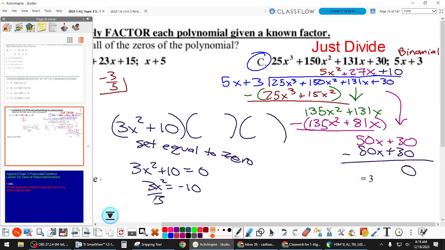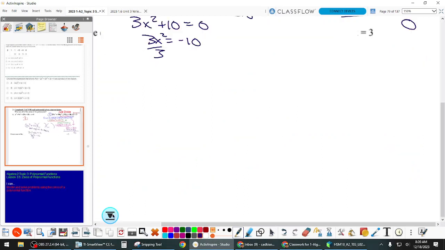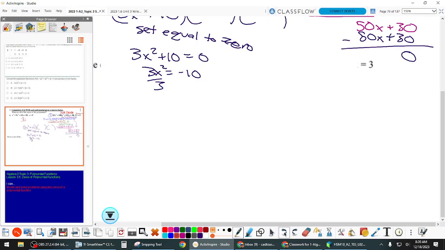This is the step where people get stuck. Looking back at the unit 2 test, a problem like this gave a lot of people a really hard time, and I'm not sure why. People wanted to square root instead of divide right here. People wanted to square root that. And here's what they did.